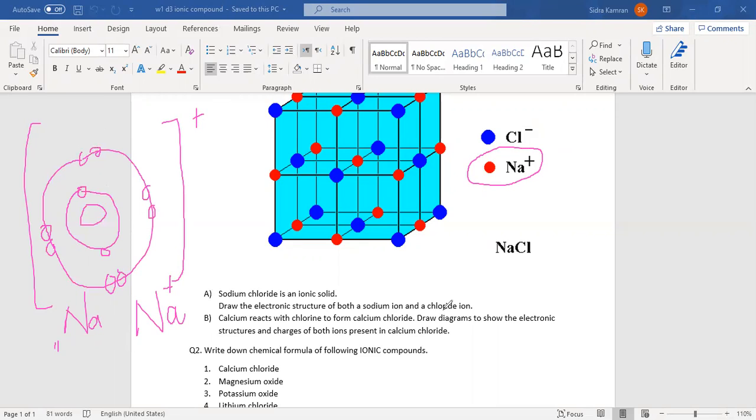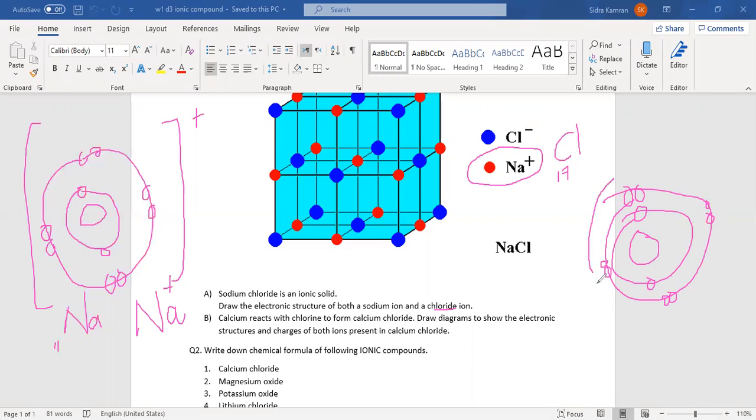Second, you have to draw the structure of the chloride ion. As you know, chlorine has atomic number 17. So if you want to draw the electronic structure of its ion, this is the nucleus, the first shell has 2 electrons, the second shell has 8 electrons because the second shell has a capacity of 8 electrons, and the third shell has 7 electrons in a neutral chlorine atom.